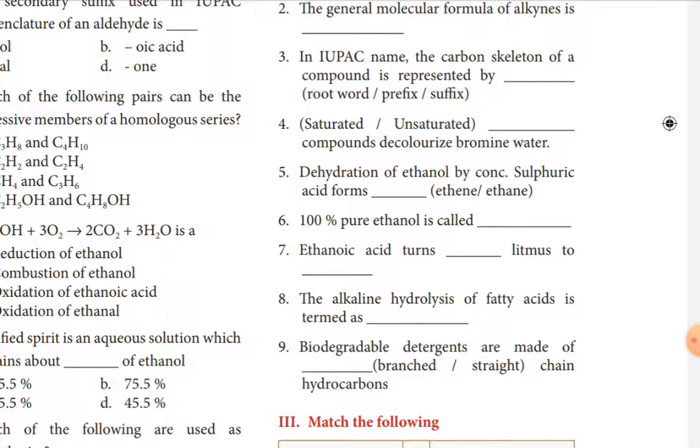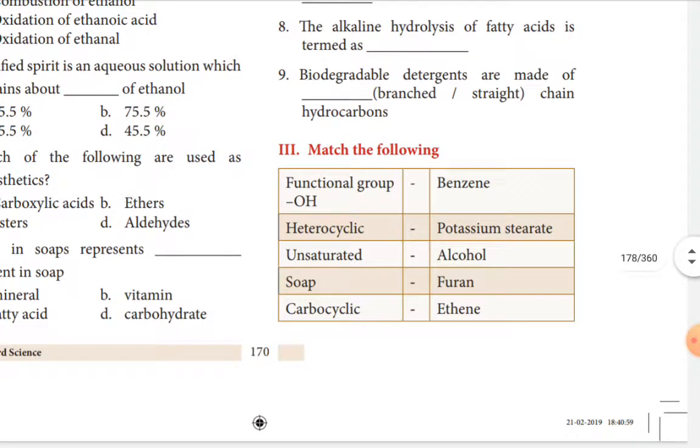Biodegradable detergents are made of straight chain hydrocarbon. Suppose it is branched, those kinds of detergents will not be easily biodegradable. Then match the following. Functional group OH refers to alcohol. So that is going to be alcohol.